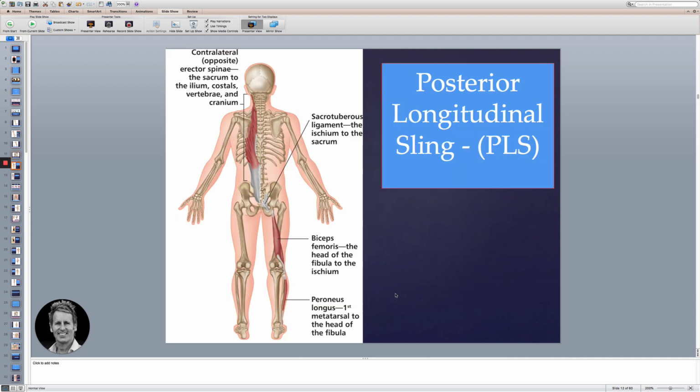Now, let's have a look at this sling system. So this is called the posterior longitudinal sling. And I've already mentioned we have a peroneus to the biceps femoris, and then it connects to that sacrotuberous ligament here. And also now it goes all the way up to the occipital bone, and it's part of a long sling, hence the word longitudinal sling here. It's also called the deep longitudinal sling as well.